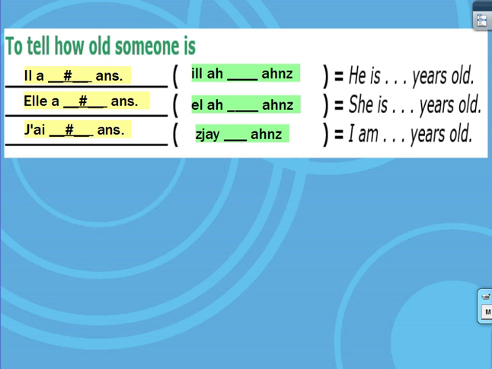Now, in order to answer those questions, you of course need to be able to say ages. You'll notice there's a blank in each one of these sentences for you to actually fill in a number. So for the purposes of these examples right now, out loud, I'm going to use the number 15 to say he is 15 years old, she is 15 years old, and I am 15 years old. So if you wanted to say he is 15 years old, il a 15 ans. She is 15 years old would be elle a 15 ans. And I am 15 years old would be j'ai 15 ans.